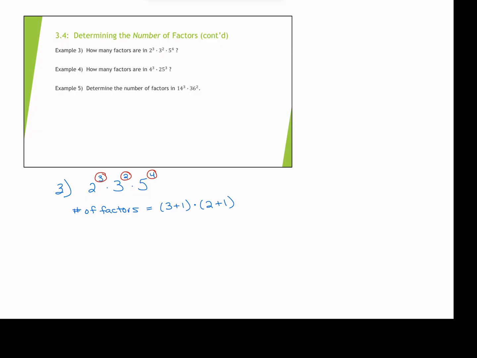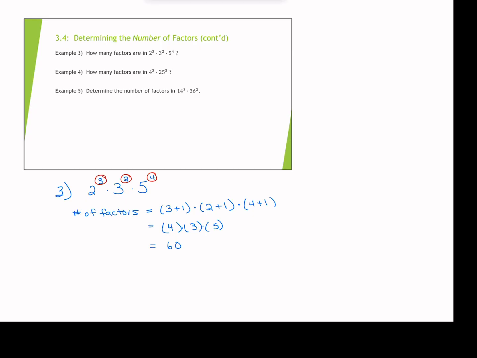We know that we're going to take that power for the prime base, so that power is 4. If we add 1 more to it, it's going to give us our total number of options for base 5 in that situation. So the number of factors for this is going to be 3 plus 1, which is really 4. Multiply that by 3 and multiply that by 5. So once again, you're multiplying these options together to get a total number of combinations in this case. So 12 times 5 gives us a total of 60 factors if we were to find all of the factors for 2 cubed times 3 squared times 5 to the 4.